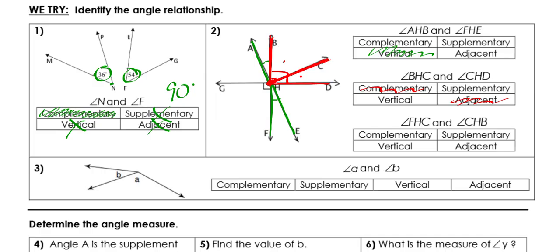FHC and CHB. This angle and this angle together are forming this line F to B all the way across. They're forming a straight line, so they are supplementary. They're also right next to each other. They share that common side, so they're adjacent.